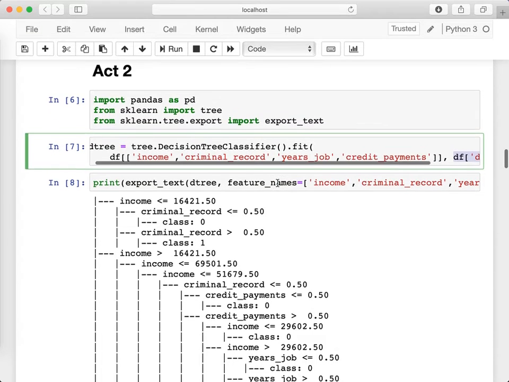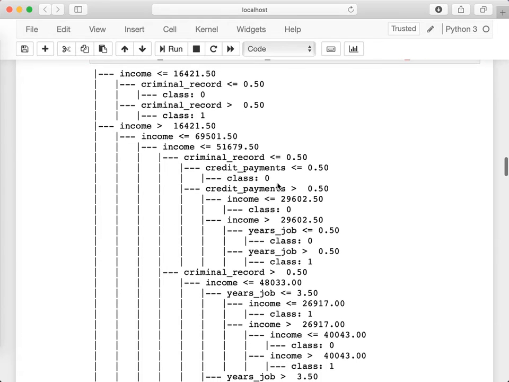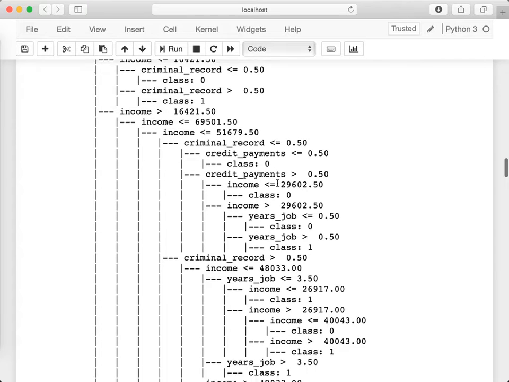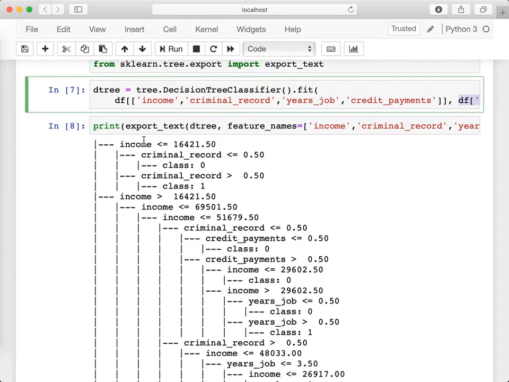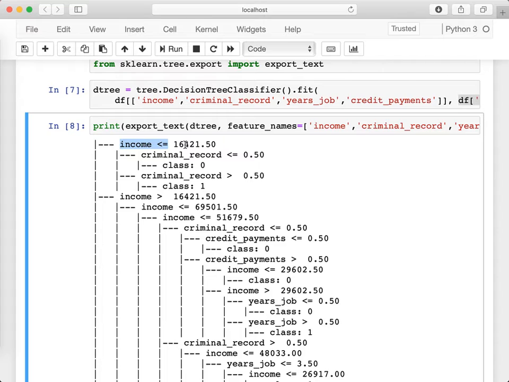the data. If we take a look at the decision tree, what I have done here, I printed the decision tree and it shows up in a kind of textual format. And as you can see here, the decision tree at each level of analysis is looking at one variable. For instance, it's looking at income. And if income is less than 16,421, it's going to look at the criminal record. If it's less than 50%, which means it's 0, it's going to deny the loan. But if it's more than 0.5, it's going to approve the loan.